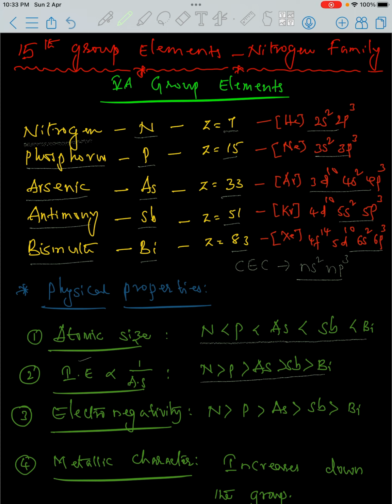Next, electronegativity. The order of electronegativity decreases from top to bottom. So nitrogen has higher electronegativity than phosphorus, arsenic, antimony, and bismuth has the least electronegativity value. The reason is bismuth is metallic in nature and nitrogen is non-metallic in nature.